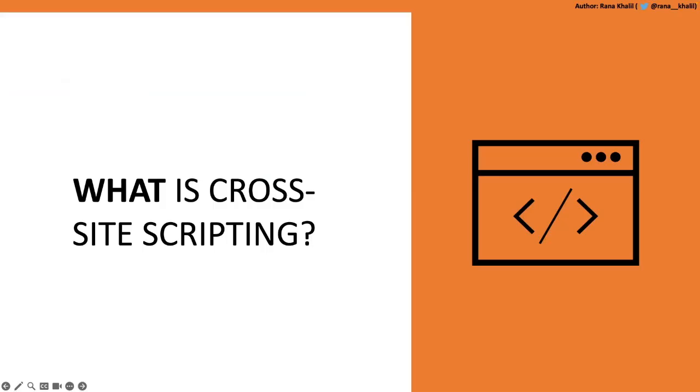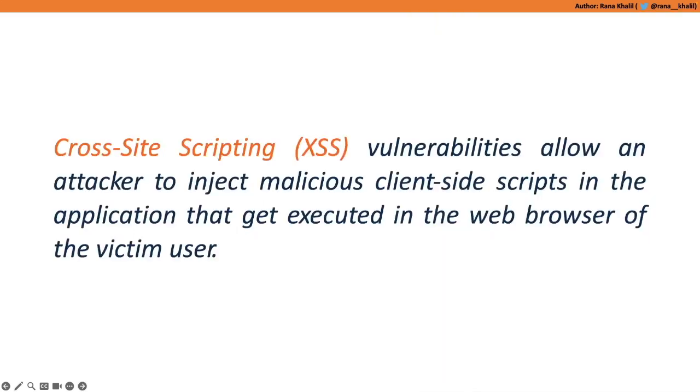Okay, let's get started with the first section, which is what is a cross-site scripting vulnerability. Cross-site scripting, or in short XSS, is a vulnerability that allows an attacker to inject malicious code or client-side scripts in the application that ends up getting executed in the web browser of the victim user. So unlike SQL injection or command injection, cross-site scripting is a client-side vulnerability. When you exploit this type of vulnerability, you're not actually exploiting the application server. You're exploiting the users of the application.